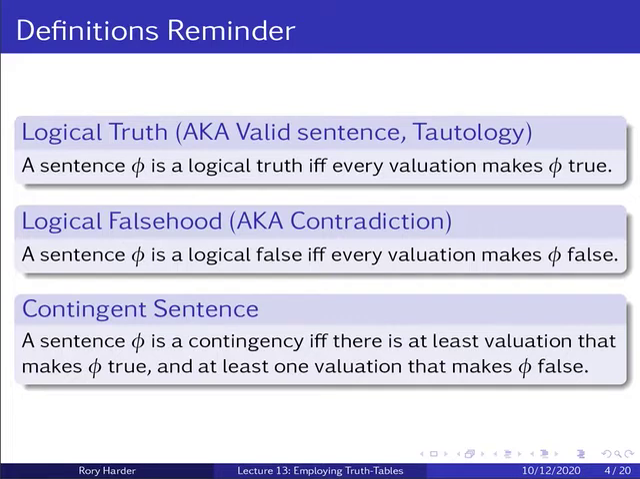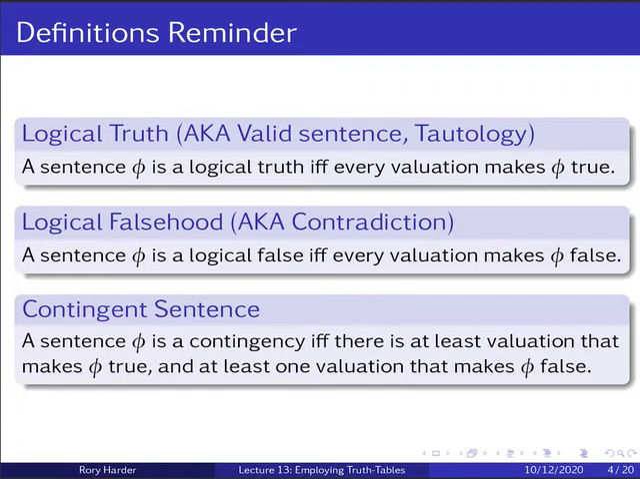let's talk about individual truth tables. So here is a review of the relevant semantic notions which we will create individual truth tables for. First, we have logical truth, or tautology, as we've been calling it. And for sentence phi to be a logical truth or a tautology is for every valuation to make that sentence true, which is to say that for every row of the truth table, it has T under its main connective.